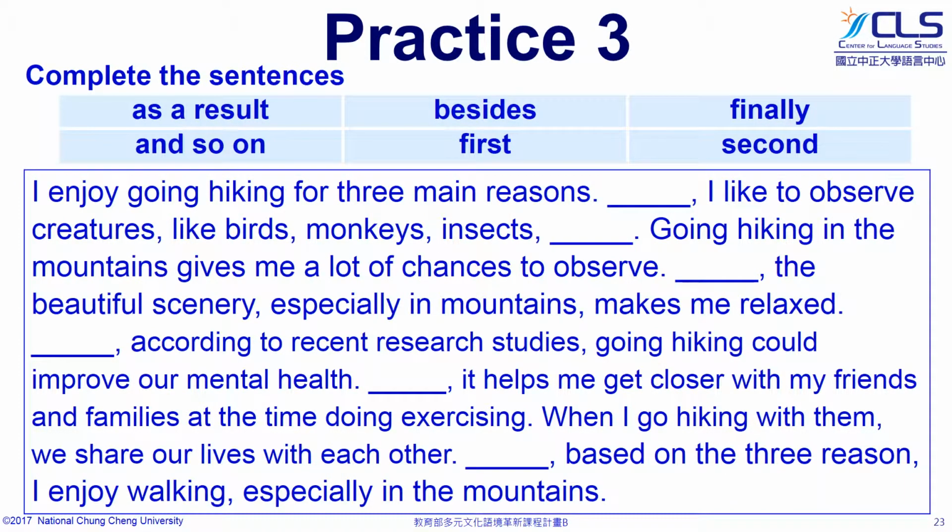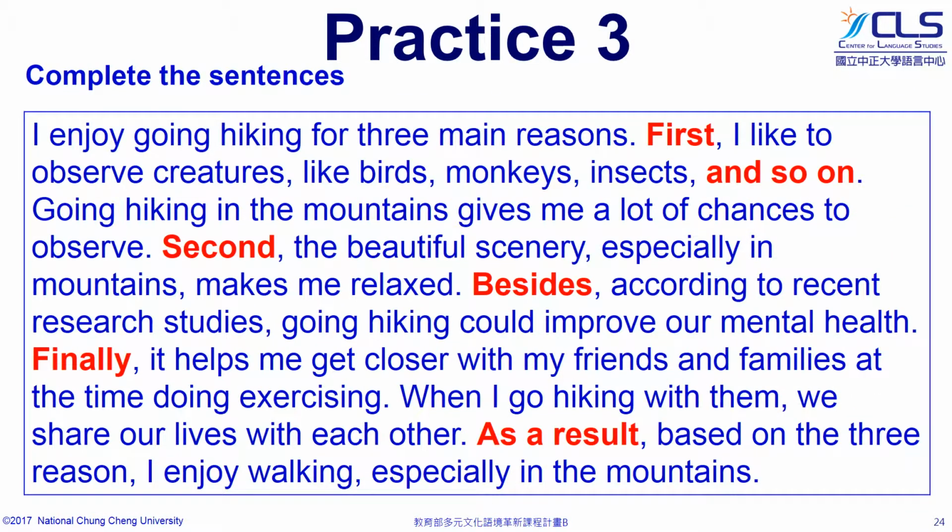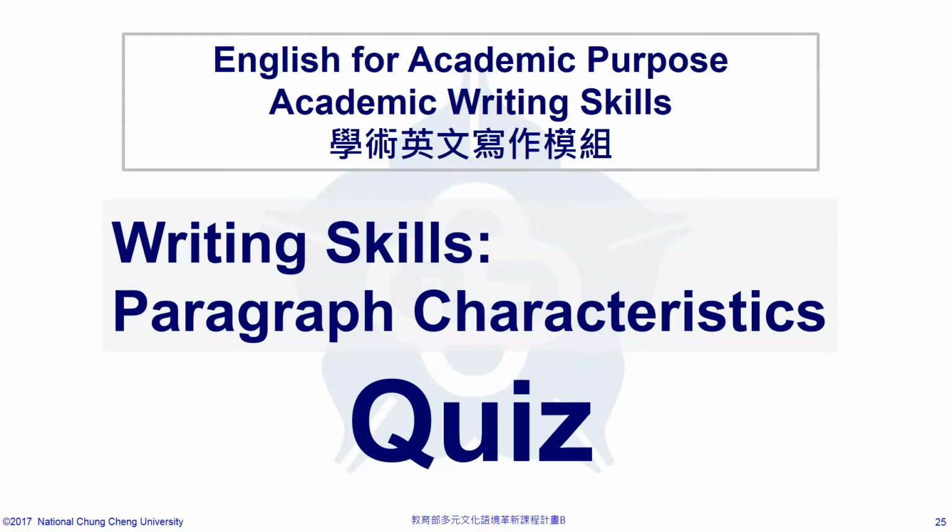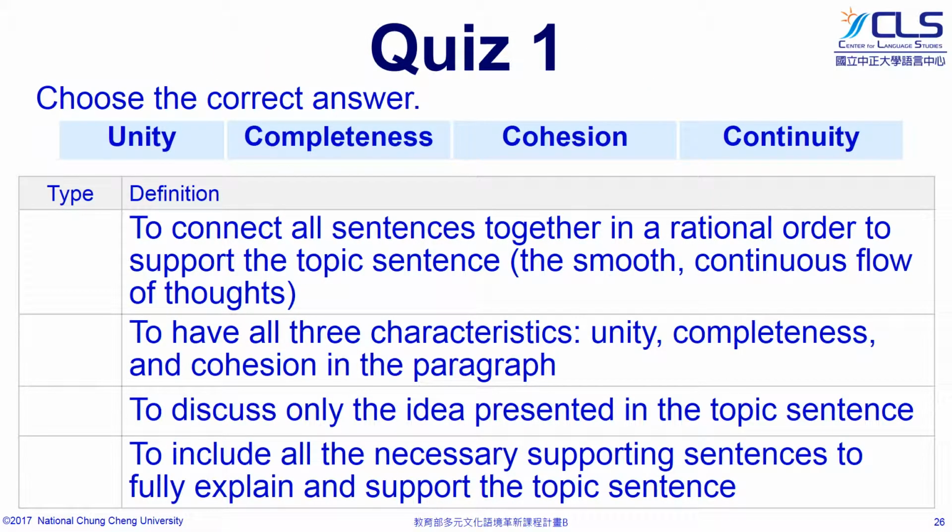Finally, please complete the sentences with the linking or transitional words. So, we can use these linking or transitional words to indicate the additions or result to improve cohesion. That is, to make ideas flow more smoothly. Now, let's move on to the quiz to check our learning. So please choose the correct answer for these characteristics.